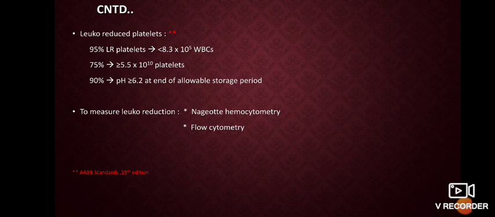We also have leukoreduced platelets, in which studies show that 95% of the leukoreduced platelets have less than 8.3 × 10^5 WBCs, and 75% of them have more than or equal to 5.5 × 10^10 platelets, and 90% of them maintain a pH of more than or equal to 6.2 at the end of the allowable storage period. To measure leukodepletion, we have 2 methods: flow cytometry and Nageotte hemocytometry.